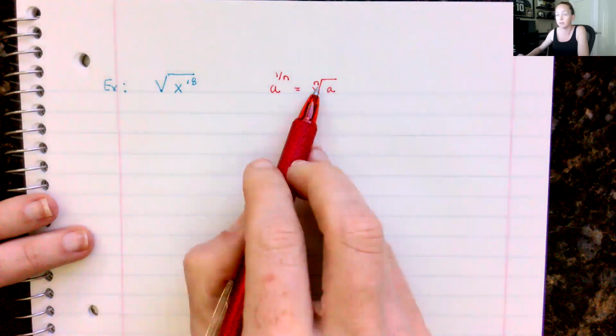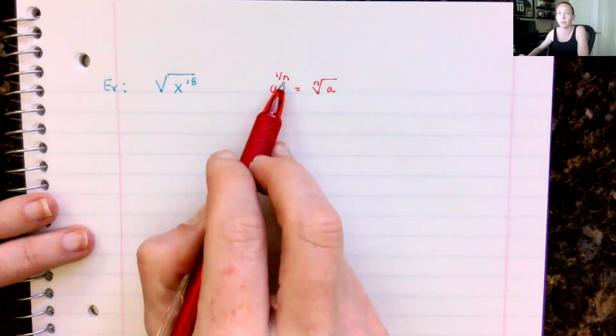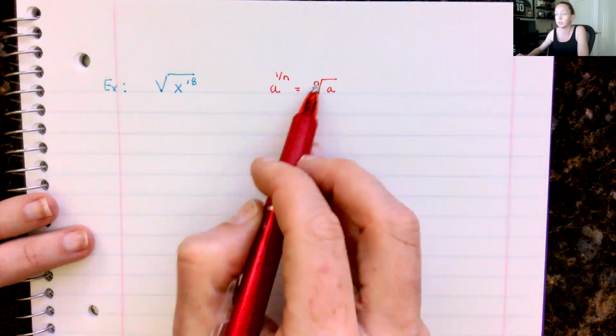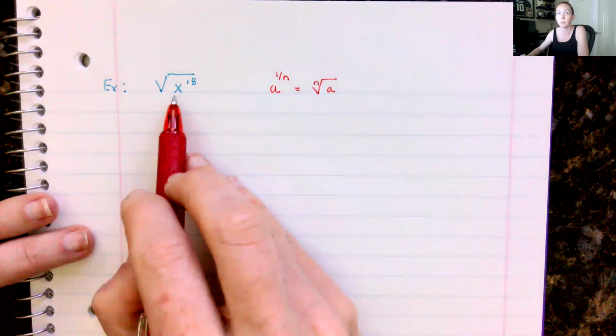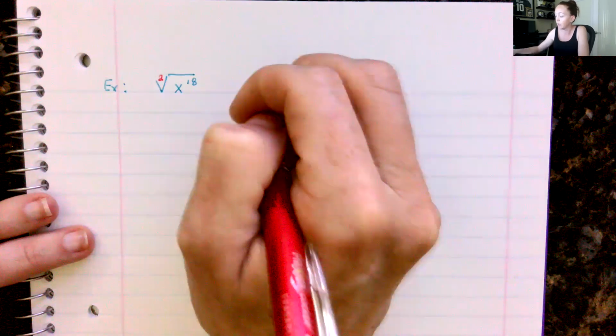And the index of that radical is in the denominator of that fraction. So if we're looking at a square root, we know that index is going to be 2. Right? So that's what we have here. The index here is an invisible 2.